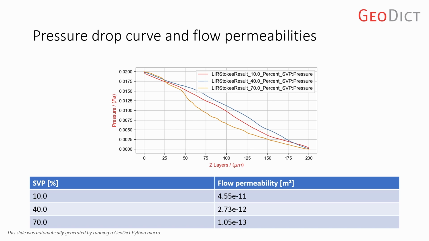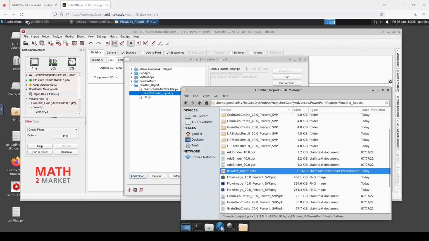So if you have a single flow simulation, you get a pressure drop for that structure, which is a single curve here. But you can also combine these curves by combining the GDR results for 3 different flow simulations. Then you can lay them on top of each other. I can show you this in GeoDict.